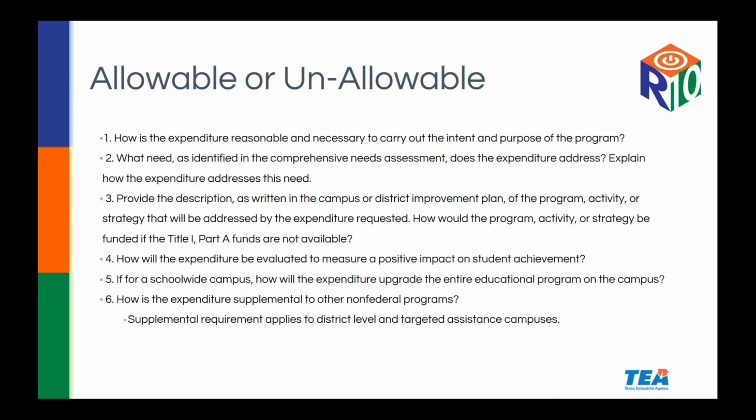Here are a couple of questions you may want to consider when you're talking about is something allowable or not allowable. So you do, of course, want to make sure and be able to tie back how the expenditure is reasonable and necessary to carry out the intent and purpose of the program. That is a major one. Why is this necessary? Why isn't it reasonable? Do I have to have this in order to be able to fulfill the intent and purpose of the grant itself? I'm not going to read all this to you.